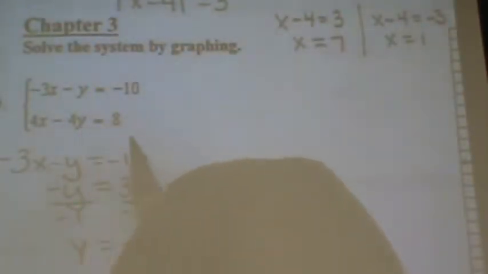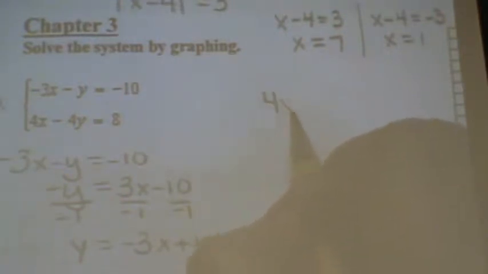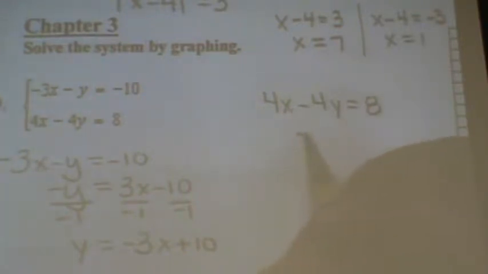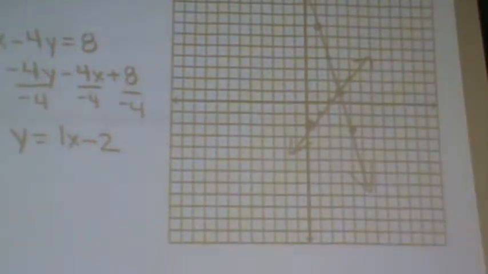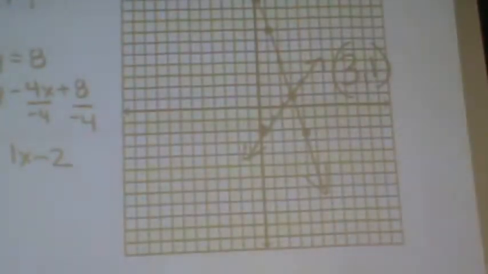Now the second line, it's 4x minus 4y equals 8. How do you get y by itself? You're going to subtract 4x, divide by negative 4, and you get y is 1x minus 2. So how do you graph that? You begin at negative 2, and you go up 1 over 1, up 1 over 1, and where these two lines crash is 3, 1. That's the solution. 3, 1 is the solution.